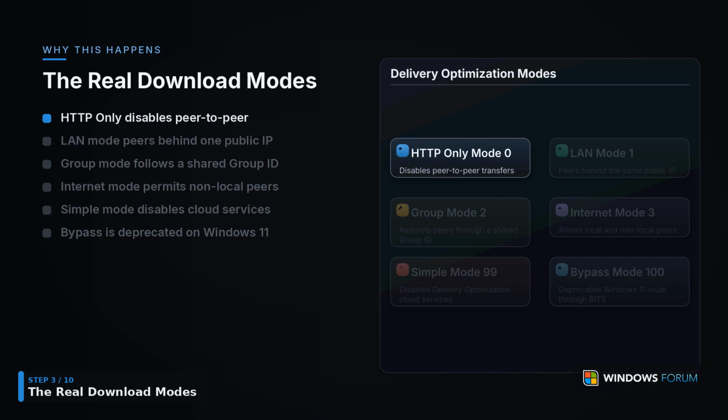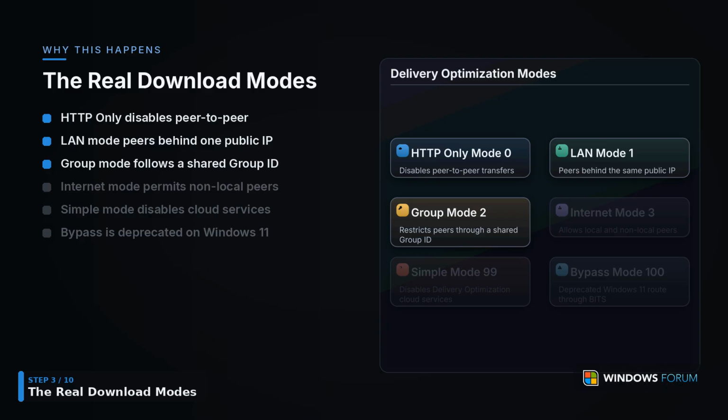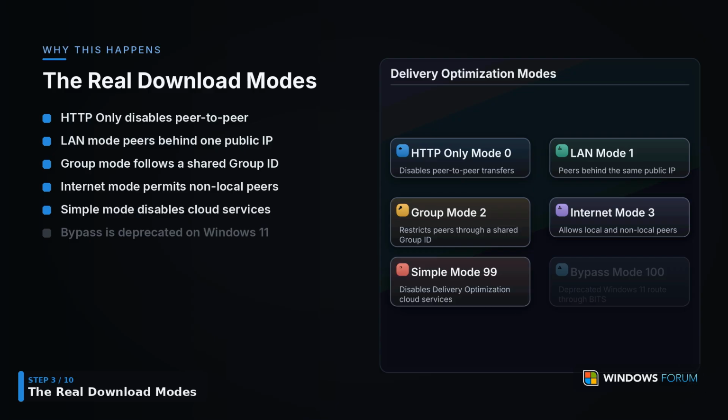The settings toggle represents several underlying download modes. HTTP only, mode 0, disables peer transfers, while LAN mode, mode 1, finds devices behind the same public IP and is the client default. Group mode, mode 2, can span internal subnets when devices share a group ID. Internet mode, mode 3, allows wider peering. Simple mode, 99, removes cloud service coordination. Bypass mode, 100, routes through the older BITS path and is deprecated starting with Windows 11.